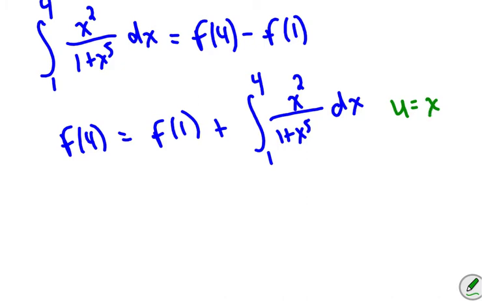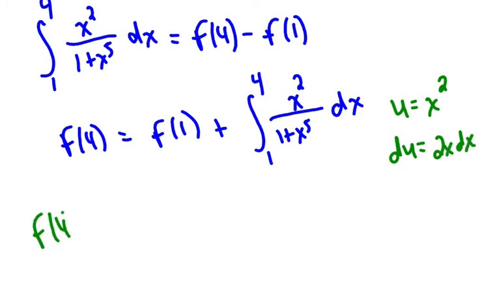If we set x squared equal to u, then we would have du is equal to, is that going to work? Maybe. 2x dx. So if we do f of 4 is equal to, we can get rid of f of 1 because that's equal to 0. So that's not going to change anything.